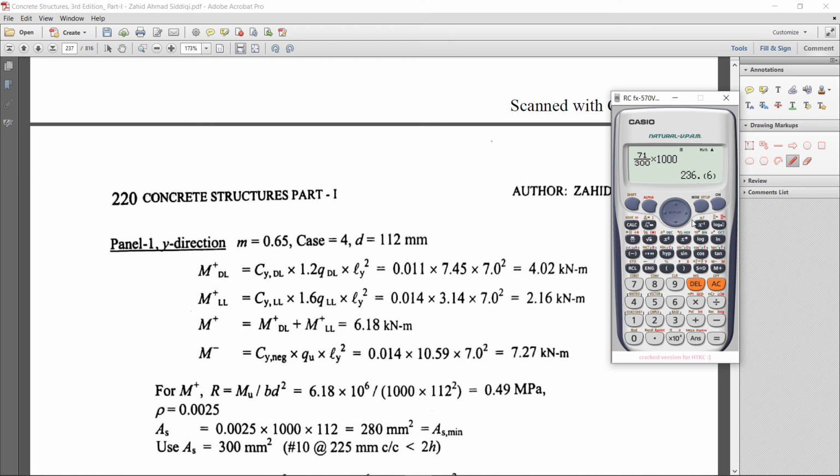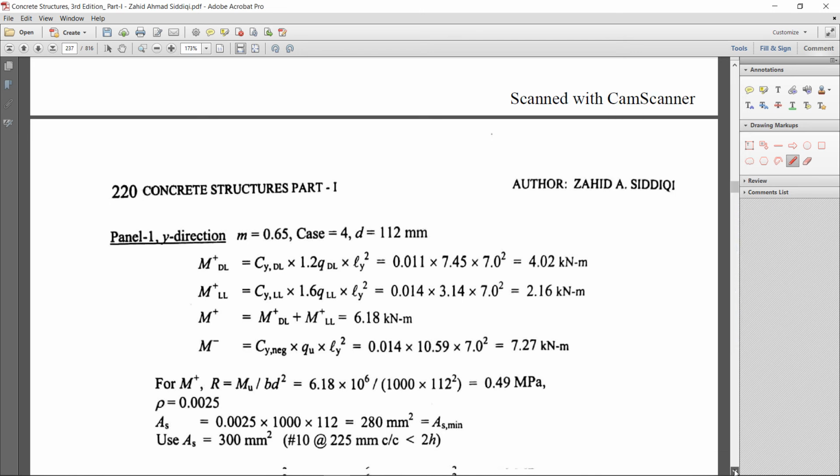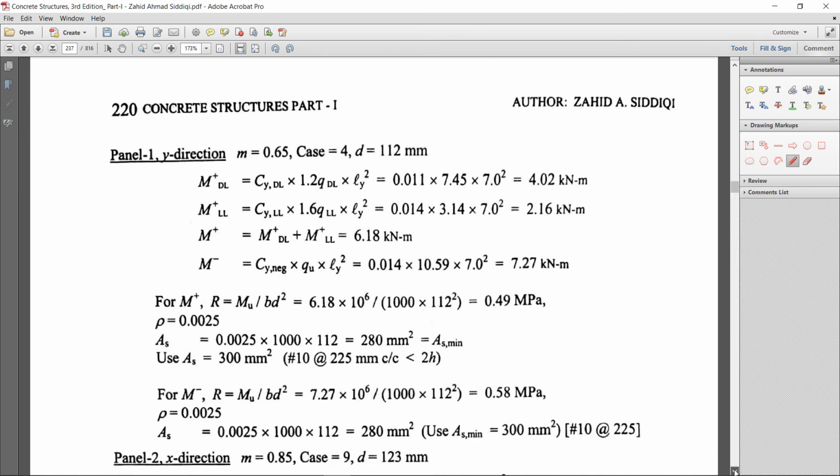Our answer is 236 millimeter square. So round it down to 225 millimeter, or you can also round it down to 230 millimeter center to center. That will be okay. So again you have to check the spacing criteria. So now that is for positive moment. Similarly for negative moment, you can check and verify.